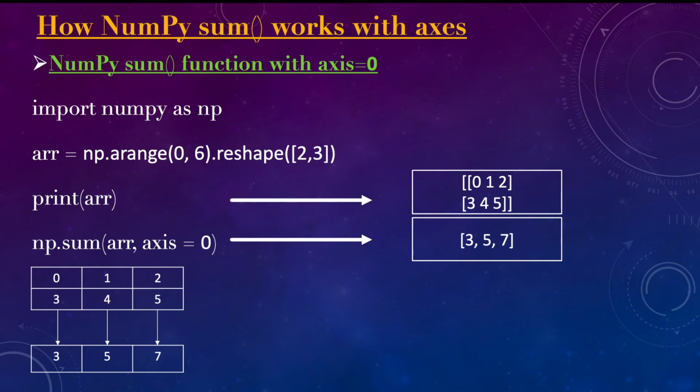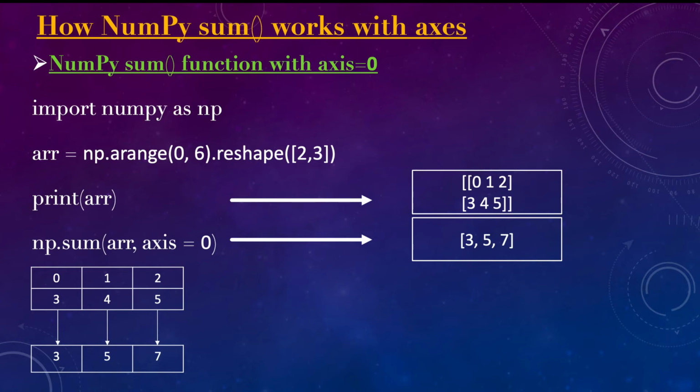Now let's use the sum function with axis equal to 0. When we set axis equal to 0, the function actually sums down the columns. The result is a new NumPy array that contains the sum of each column. So you may ask, why? Doesn't axis 0 refer to the rows? It's a bit confusing. I'll explain this.